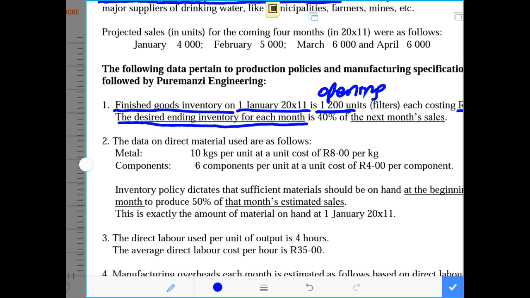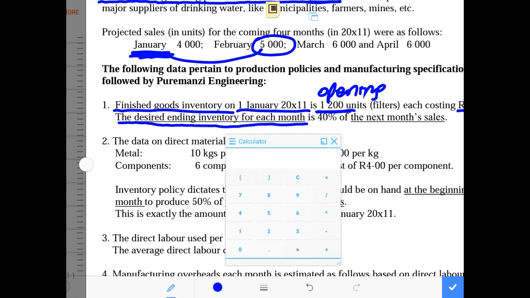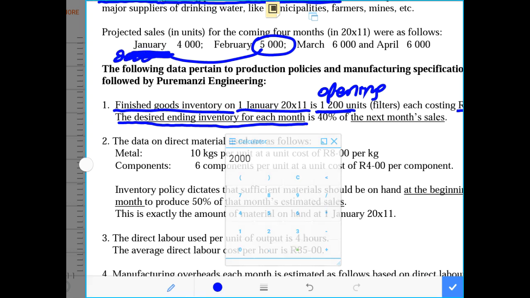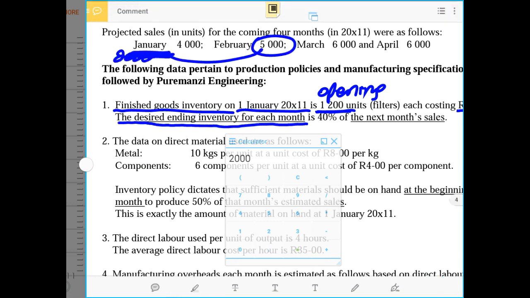Being 40%, we have to calculate it. They say it's 40% of the next month's sales. That means the closing inventory is equal to 40% of the sales of the next month. In the case of January, the closing inventory will be 40% of the sales of February, which is 5,000, times 40%, which gives us 2,000 as the closing of the month of January. And the closing of January becomes the opening of February. I'll explain that as I continue with my calculations in the budgets.